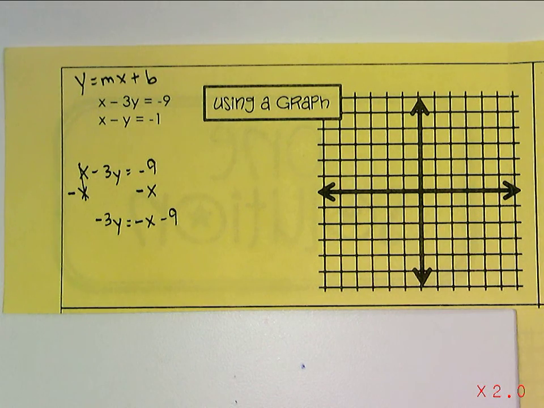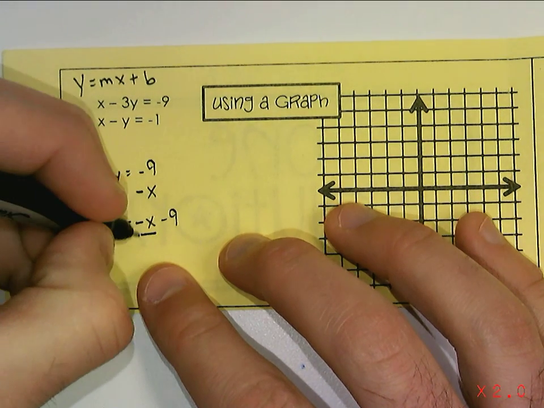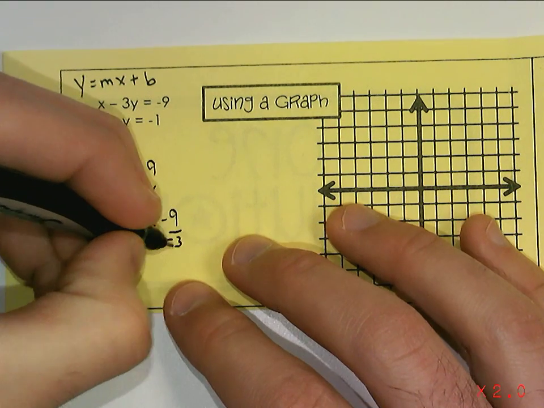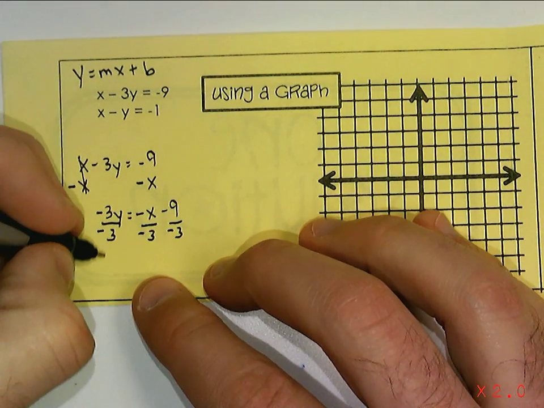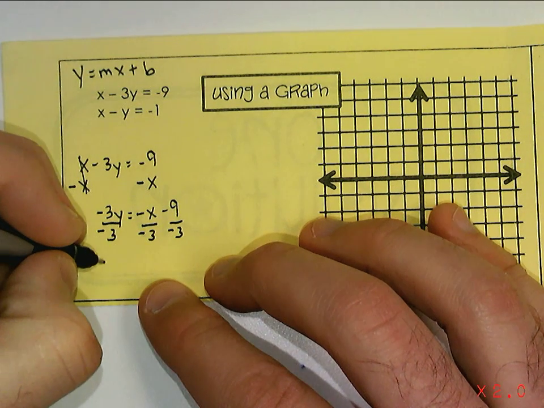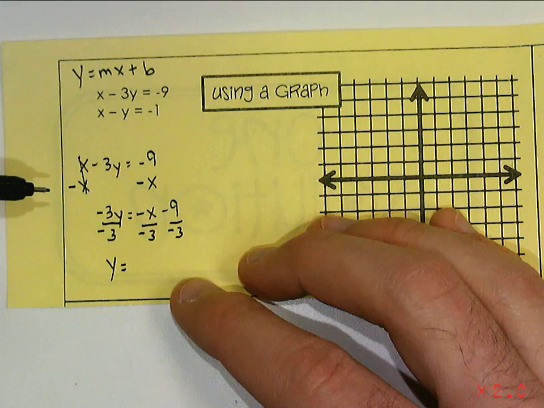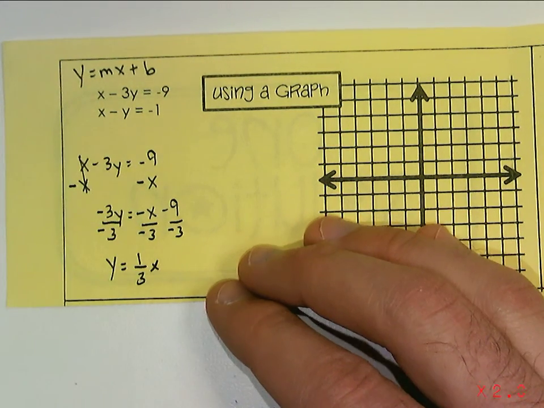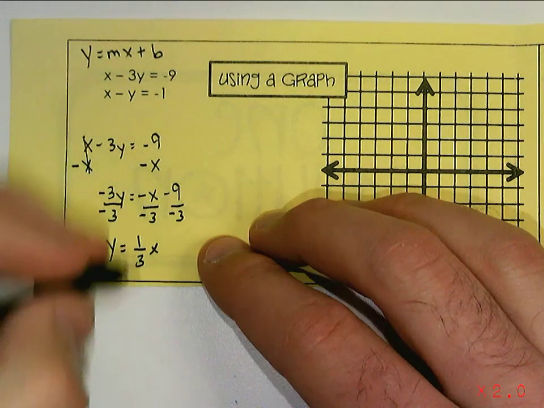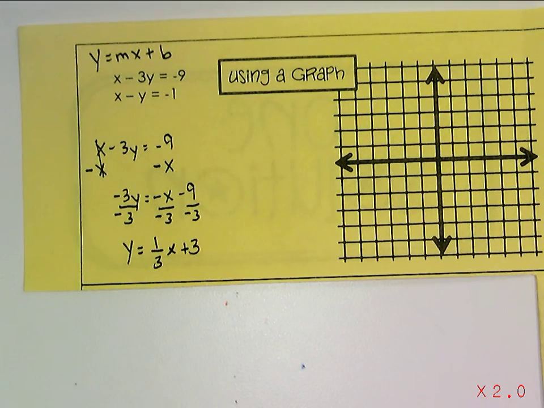And last but not least, what we're going to have to do here is divide everything by a negative 3. I'm just going to write that this way so that I don't forget. My solution here then is y equals negative 1 divided by negative 3, which would be a positive 1 over 3, so 1 over 3x. Negative 9 divided by negative 3 would be plus 3. So that's our first equation switched over to slope-intercept form.